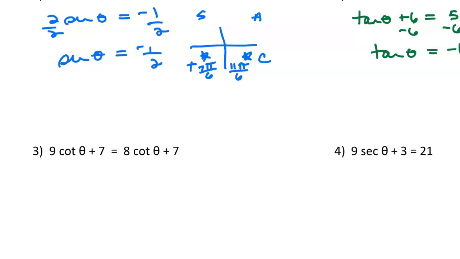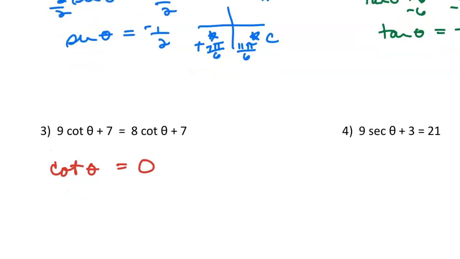Okay, so I have 9 cotan theta plus 7 equals 8 cotan theta plus 7. Okay, I'm going to move my 8 cotan theta over. I subtract it. That leaves me with 1 cotan theta. I'm going to move my 7s over. That's going to cancel both of them, and that's a 0. That's totally fine.